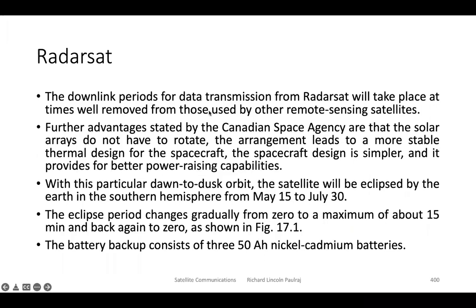So the downlink periods for data transmission from Radarsat will take place at times well removed from those used by other remote sensing satellites. Okay, so this data is reliable and it can be utilized. Further advantages stated by the Canadian Space Agency are that the solar arrays do not have to rotate. The arrangement leads to a more stable thermal design for the spacecraft, and the spacecraft design is simpler, and it provides for better power raising capabilities.